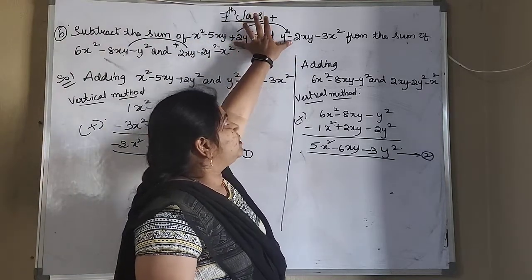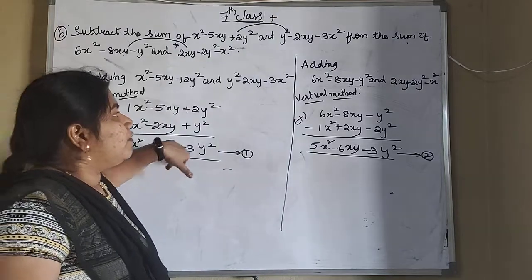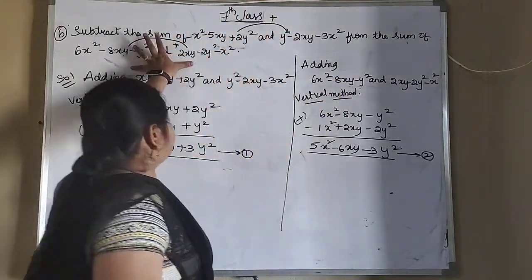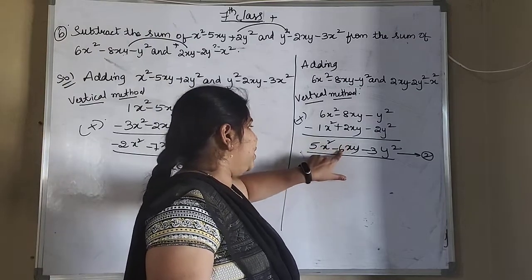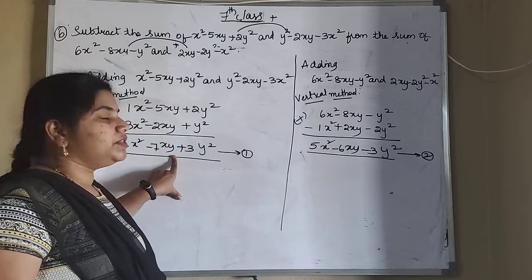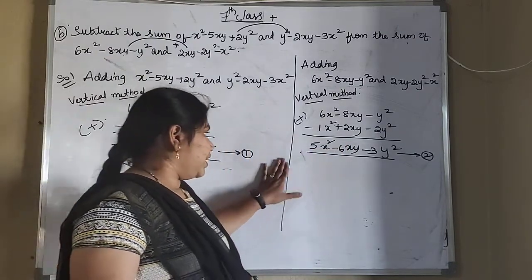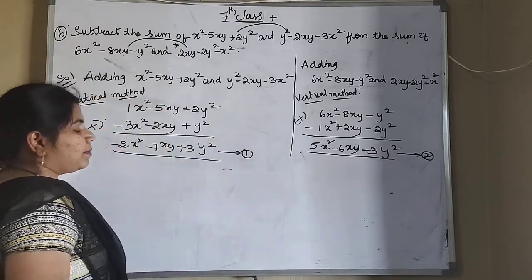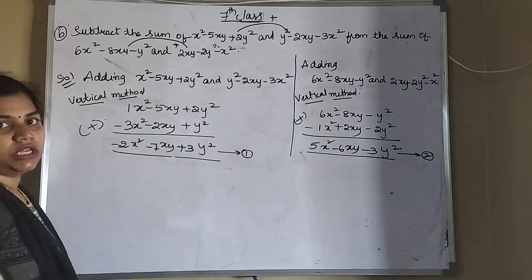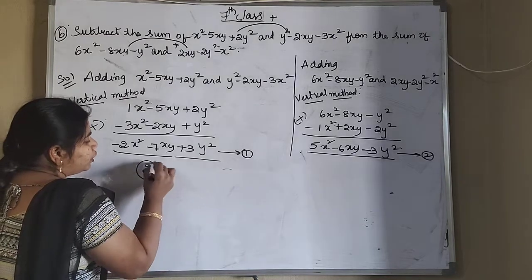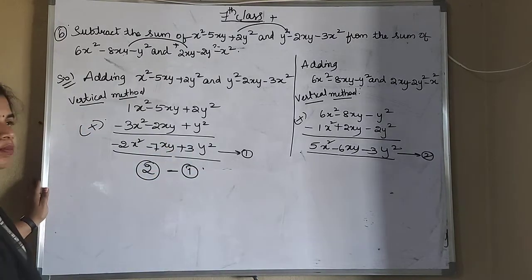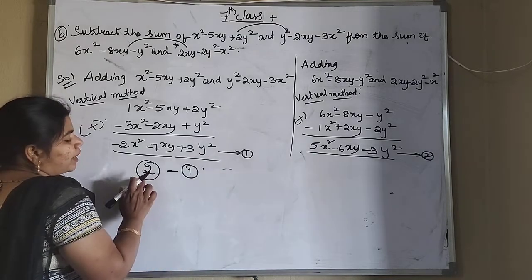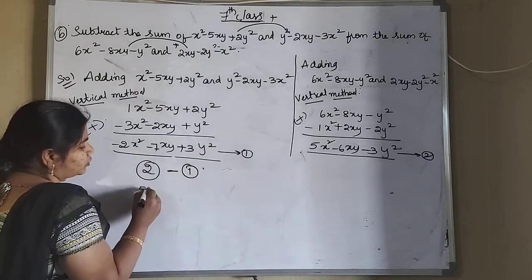That means what is the result of these two? This one. From the sum of these two. What is the result of this? This one. So from this you have to subtract this first expression. From second expression you have to subtract the first expression. Okay. So what you will do here? 2 minus 1. So 2 minus 1 means first you write the second expression.